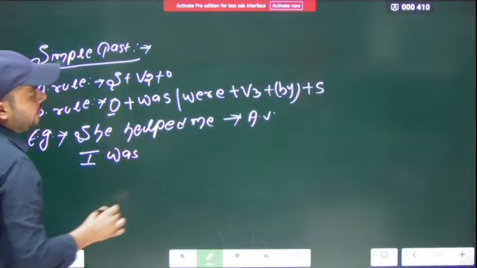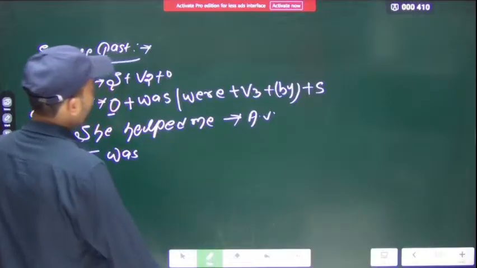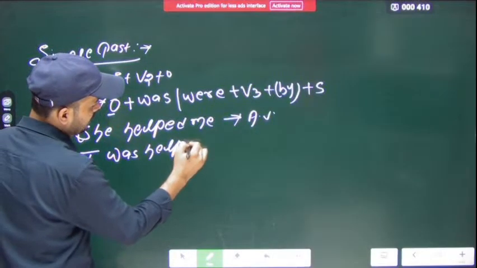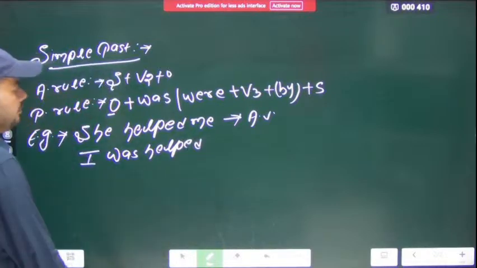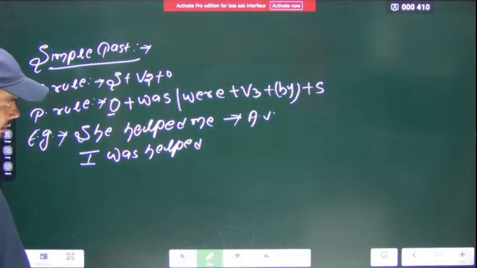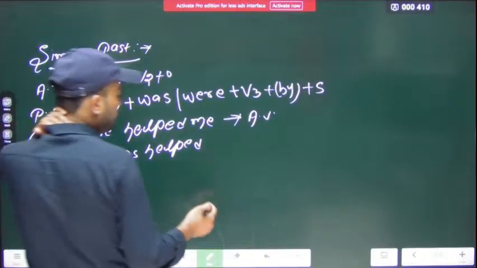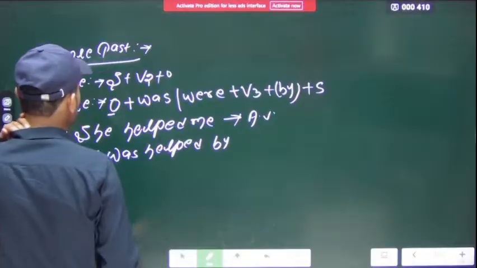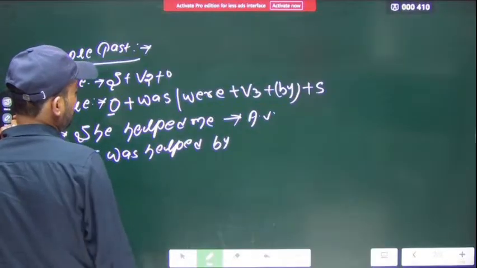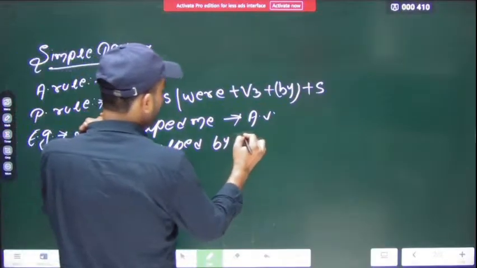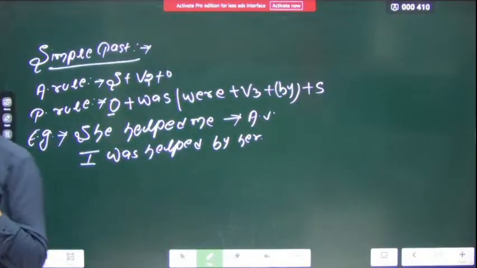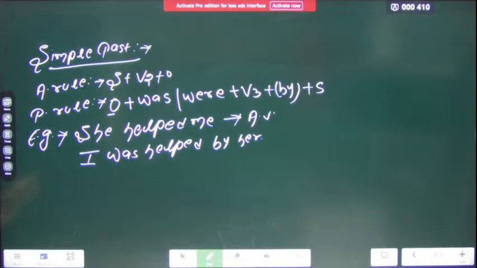I was. Then after that verb 3. Okay, what is the verb here? Help. So help will come in the form of verb 3. I was helped. Okay, and lastly the subject is here, but before the subject we have to use by, and then lastly the subject. So she is a subject, but it is coming in the place of the object, so the object form of she will become her. So finally the sentence is: I was helped by her.